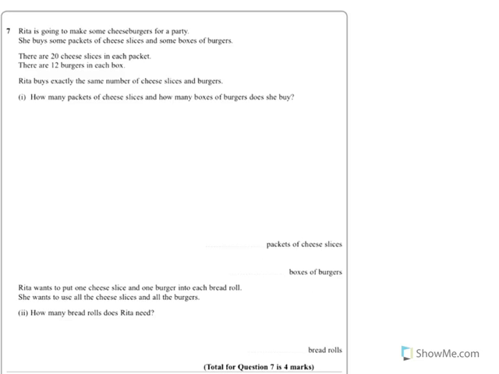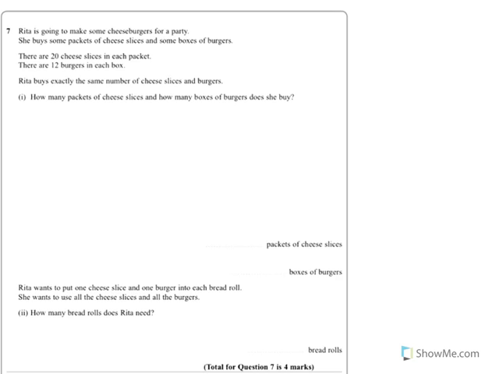Question 7. Rita is going to buy some cheeseburgers for a party. She buys some packets of cheese slices and some boxes of burgers. There are 20 cheese slices in each packet and 12 burgers in each box. She buys exactly the same number of cheese slices and burgers. How many packets of cheese slices and how many boxes of burgers does she buy?